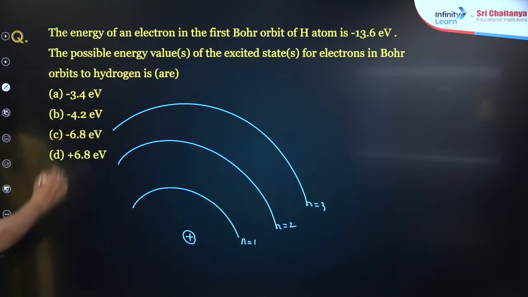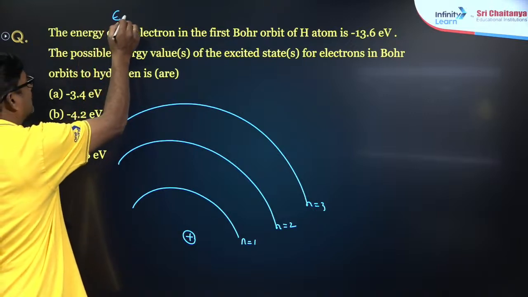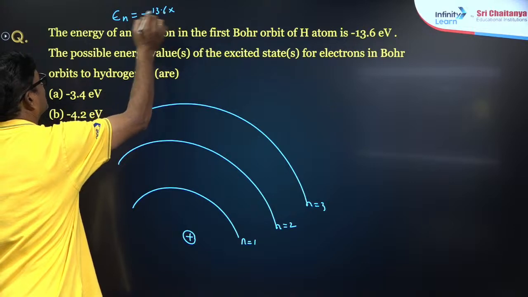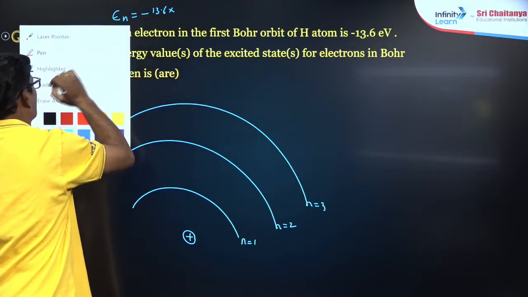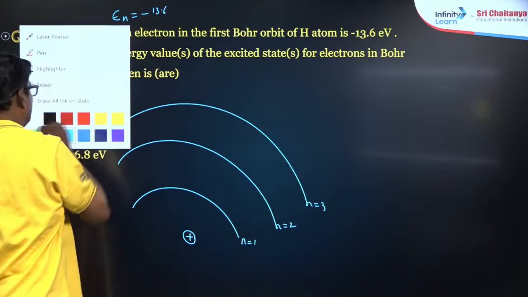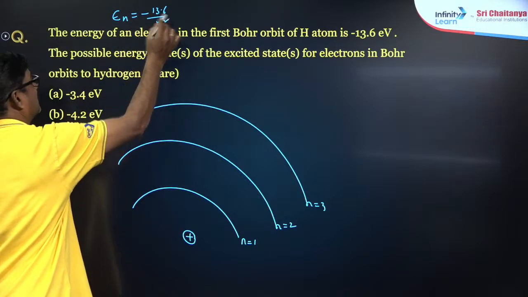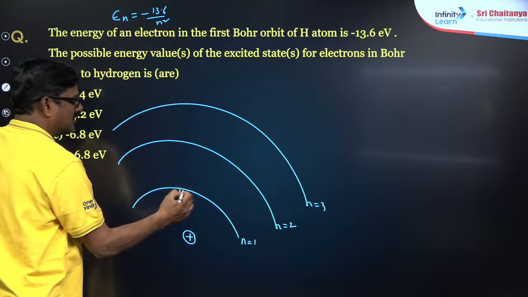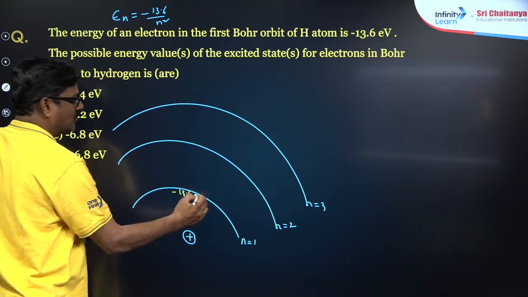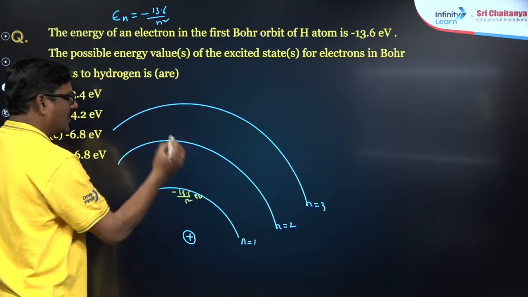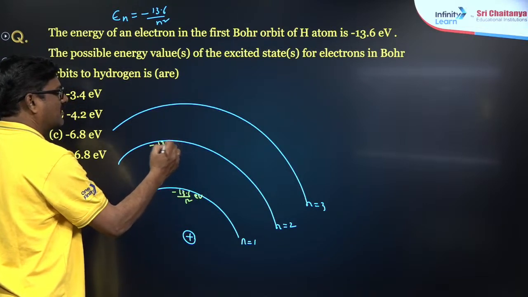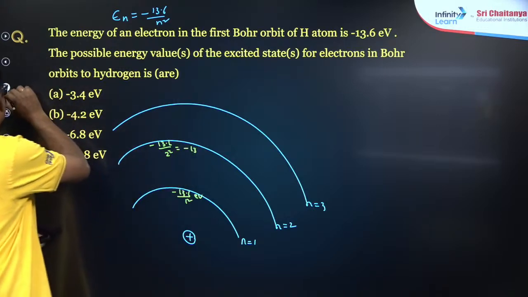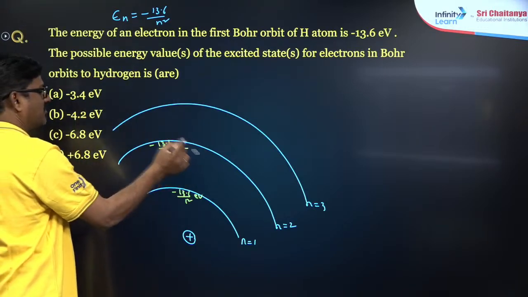Okay, so energy of the electron is equal to -13.6 by n square for hydrogen atom. So here the electron will be -13.6 electron volt by 1 square. Here -13.6 by 2 square, it will be -3.4, it will be -3.4.